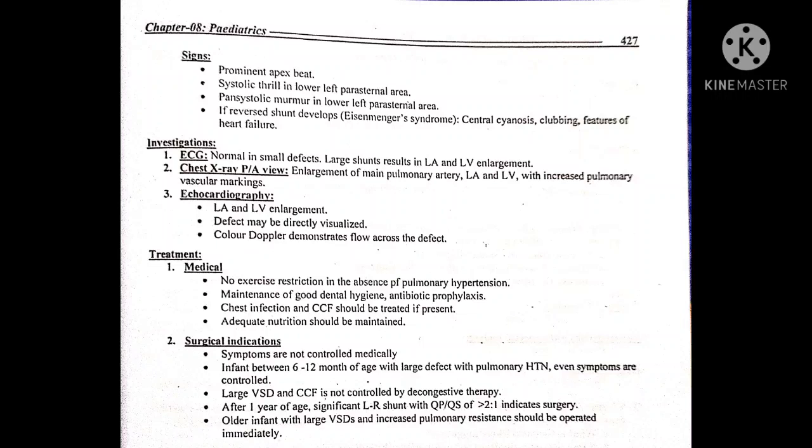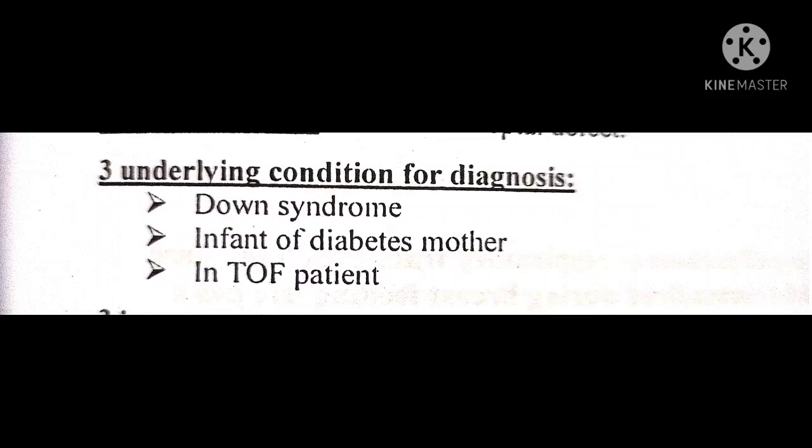The underlying conditions for ventricular septal defect are: Down syndrome, tetralogy of Fallot patients, and infants of diabetic mothers are susceptible to ventricular septal defect.